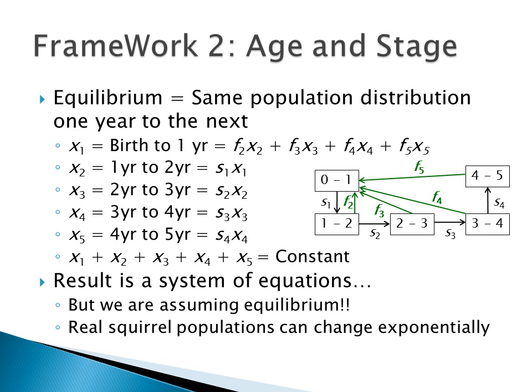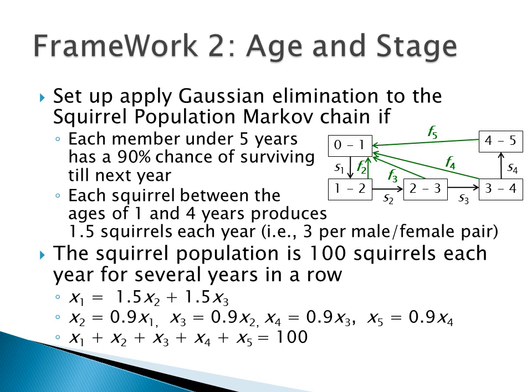So here we have our actual diagram of survivals and fecundities. And once again, we're going to assume that we have some kind of equilibrium state. So the number at x1 will be those that came through birth from the others, and then x2 next year will be some proportion of the ones that were 1 year old last year. And we're going to assume that the squirrel population stays constant. Again, there's our equilibrium. Notice we're assuming equilibrium. In reality, real squirrel populations can change exponentially.